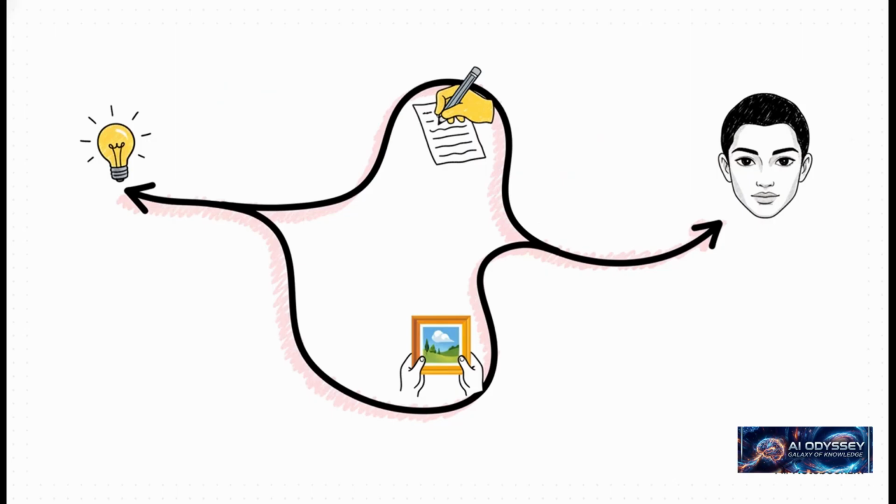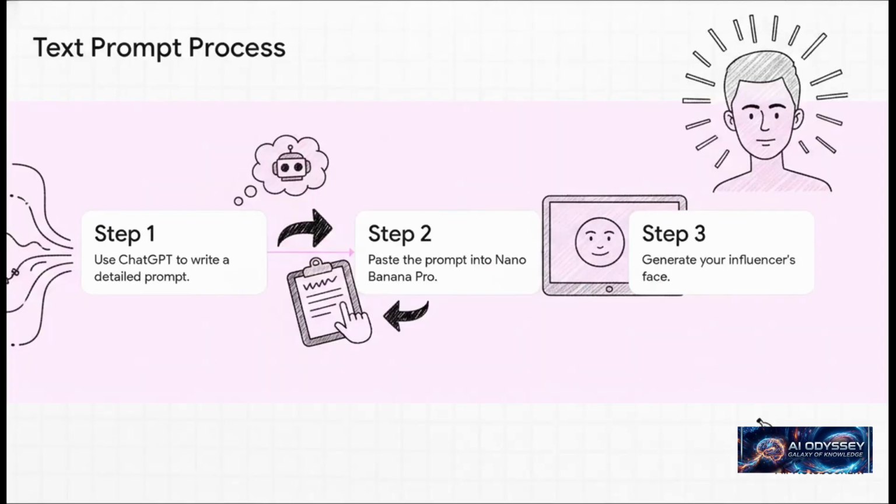So to get that perfect face, you've basically got two simple paths you can take. You can either just describe exactly what you want from scratch using text, or you can use a photo you already have as a reference to guide the AI. Let's look at both. Okay, this first method is just so straightforward.